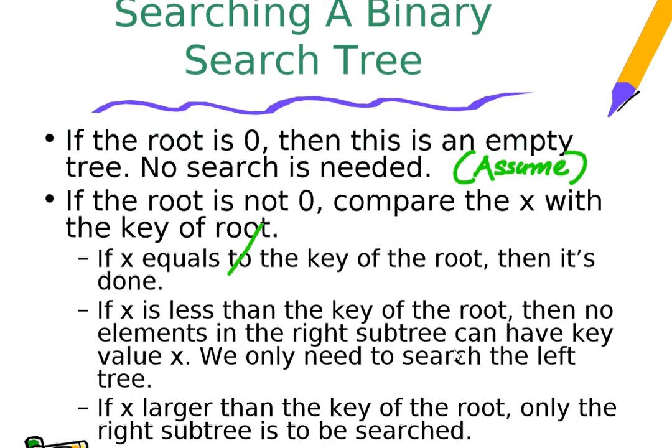Similarly, if the value you are searching for is greater than the root, then definitely the value will not be available in the left subtree, it will be available in the right subtree. So this way we are searching for the element.